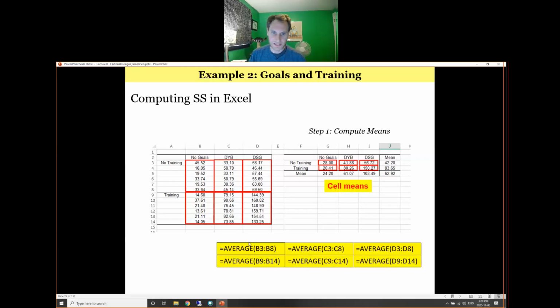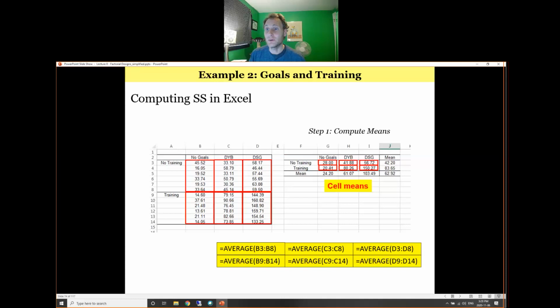So I can use the average command. If I say equals average, open parentheses, and then select the cells that I want to take the average of. In this case, I want the no training, no goals average. So I've selected cells B3 through B8. Close parentheses, return, and it will enter the mean there.